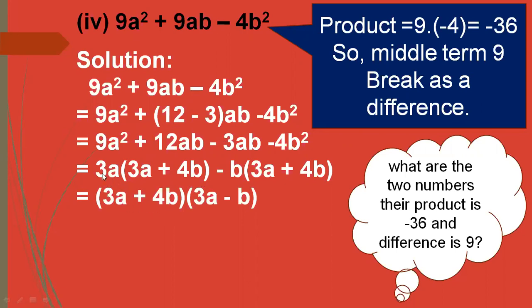Then we have to take the common of two terms. 3A common, 3A plus 4B left here, minus B common, 3A plus 4B left here, because minus is common already taken here, then plus left in the bracket. 3A plus 4B is common again. Then what is the remaining in the bracket, student? 3A minus B. Okay?